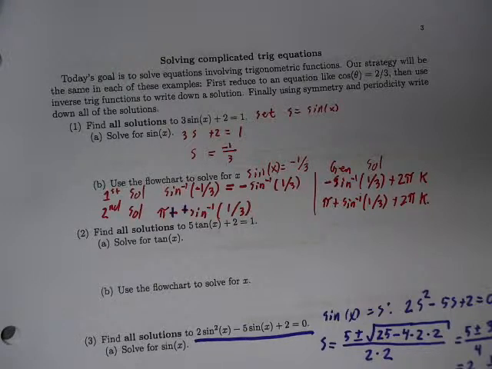Critical mass now of people who have it done. What are the solutions to this equation?